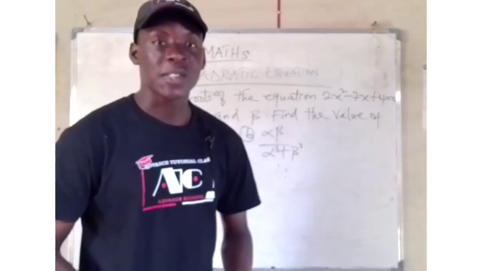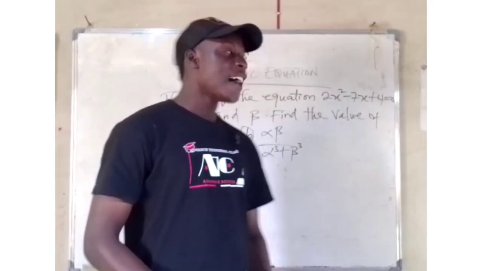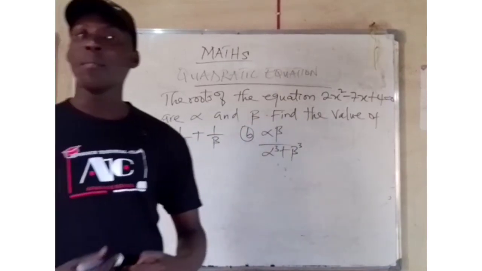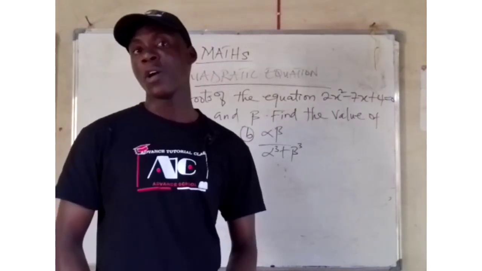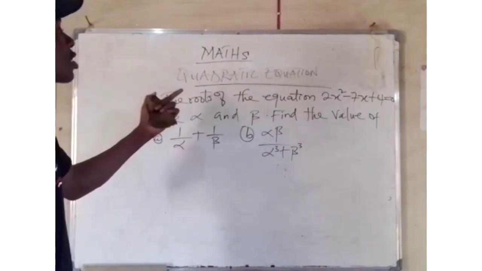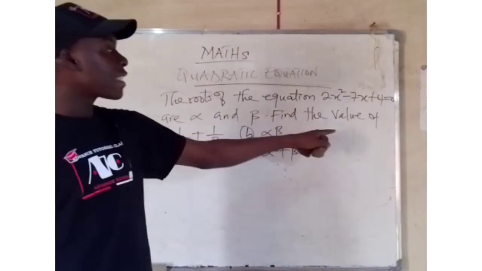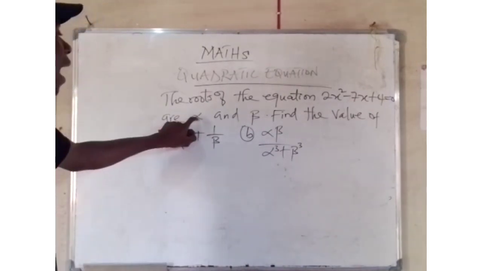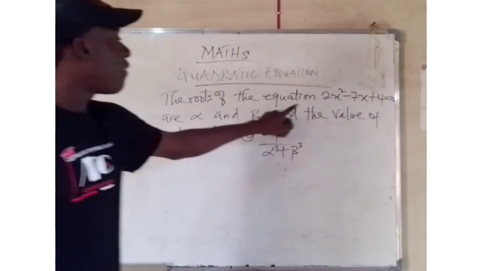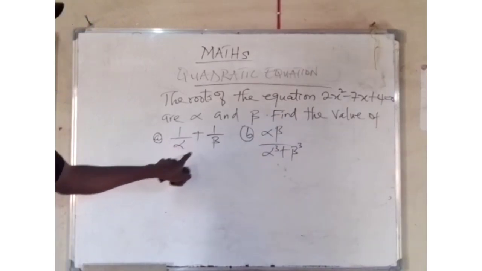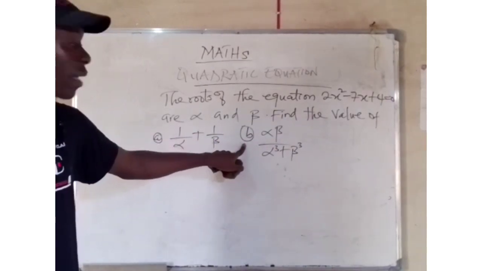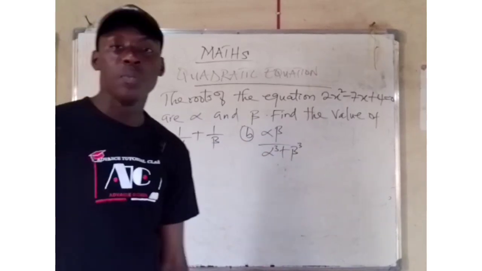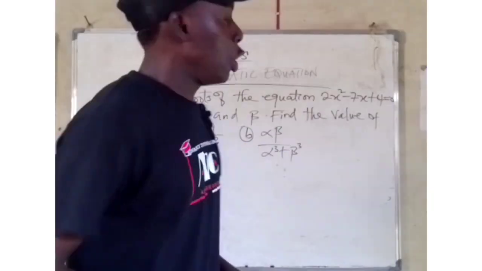Okay, welcome to Advanced Tutorial Class Mathematics, and today we are going to be doing quadratic equations, but in this case a much more complex form of quadratic equation. Now the question says the roots of the equation 2x squared minus 7x plus 4 equals 0 are alpha and beta. Find the value of 1 over alpha plus 1 over beta, and the second part of the question says alpha beta over alpha cubed plus beta cubed.